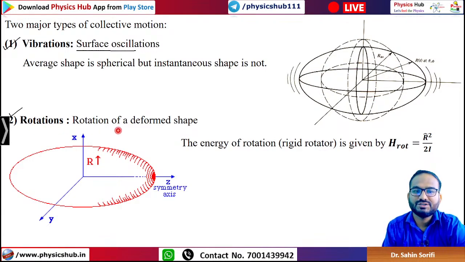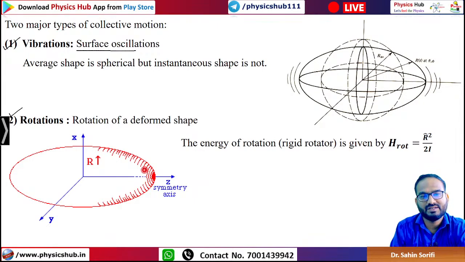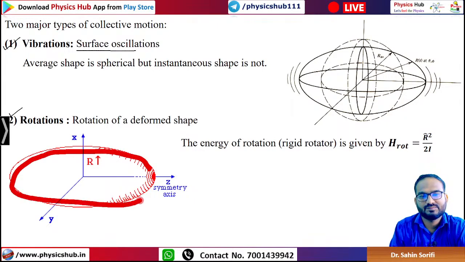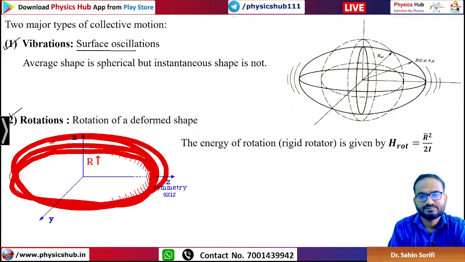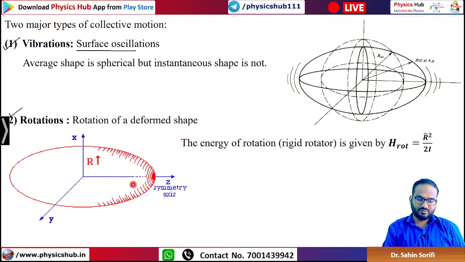For rotation of a deformed shape, which deviates from the magic numbers, it will be deformed. So you can see, which structure is it? Can anyone tell me what kind of structure it is? Is it prolate or oblate? So energy of a rotation or rigid rotation is given by R square by 2I. R is the rotational operator.